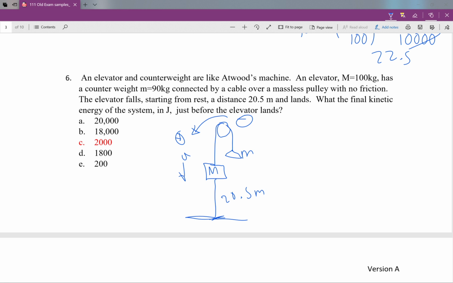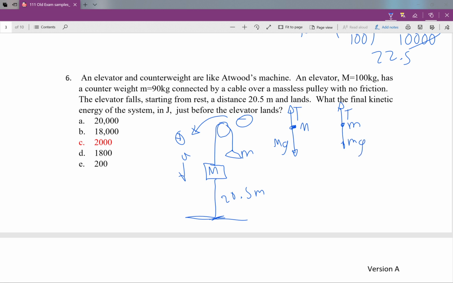Let's draw a free body diagram for each. For the big mass of the elevator, we have big Mg going down, and we have the tension going up. For the little mass, we have the tension going up, right? And we have little mg going down.